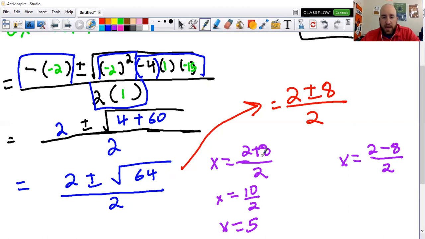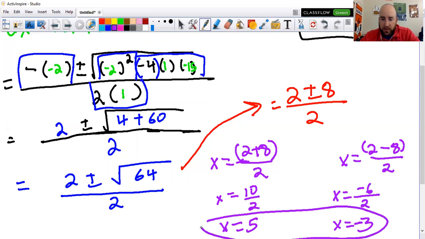If you're really relying on a calculator, trying to put this in the calculator, remember, you need to put your numerator in parentheses, or 99% of the time you're going to get the wrong answer. Over here, same thing. If you want to punch it in your calculator, put it in parentheses first. But if you're just doing it by hand, 2 minus 8 is negative 6 over 2, which gives me x is equal to negative 3, which again are the same 2 answers that we got previously.